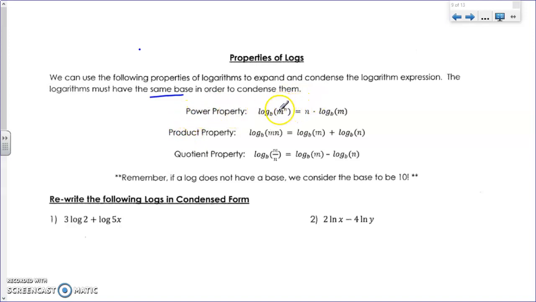Okay, power property. If you have a power, m to the n, you're going to take that and move it to the front of the log. So n times log base b of m. Product property. Just like in exponents, when you're multiplying, you add. So same thing here, log base b m plus log base b n. So this is the condensed side. Condensed is when they're smaller and together. And then this side is the expanded form.